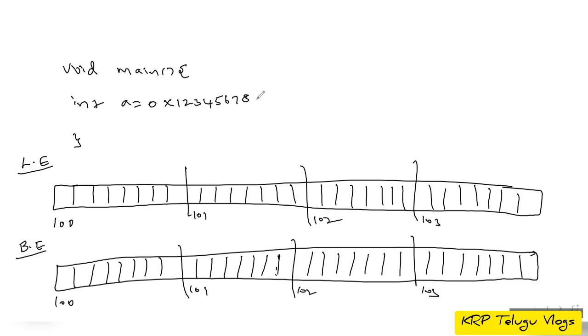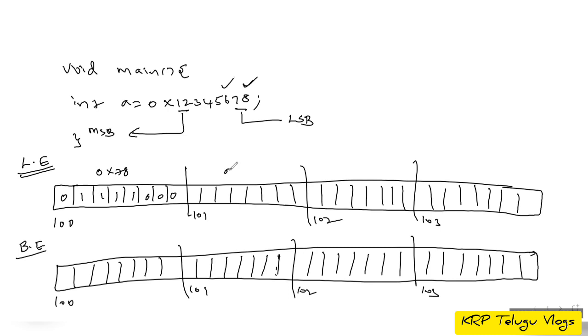What I told you about Little Endian machine: this is the LSB, the least significant byte, and this is the MSB, the most significant byte. In Little Endian machine, which one will be stored in the first memory location? LSB. So 0x78 will be stored in the first memory location, 01111000.